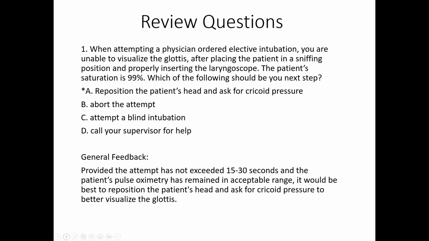Reposition the patient's head, ask for cricoid pressure. Remember, this patient sat is 99%. So they're telling you something. They're saying, okay, the patient's stable, but you've got to keep proceeding here. Providing the attempt has not exceeded 15 to 30 seconds, and the patient's pulse oximetry has remained in acceptable range, it would be best to reposition the patient's head and neck, ask for cricoid to better visualize the glottis. Obviously, if that doesn't work, take it out, bag the patient up, and either attempt again yourself or defer to someone who has more experience.